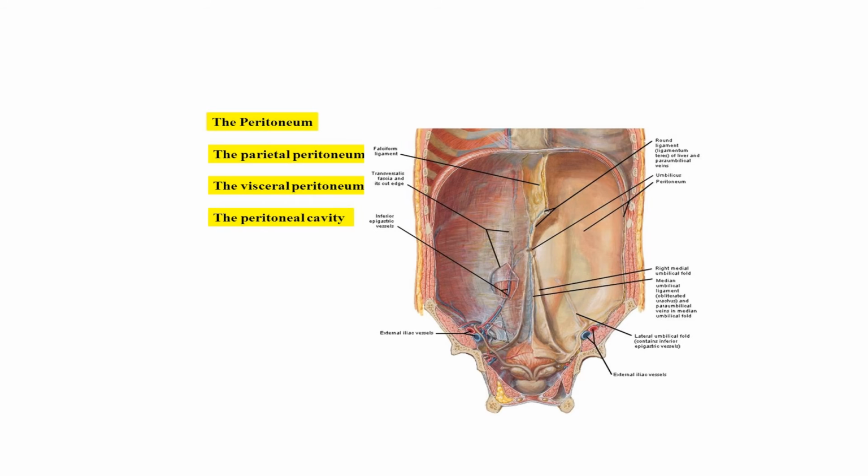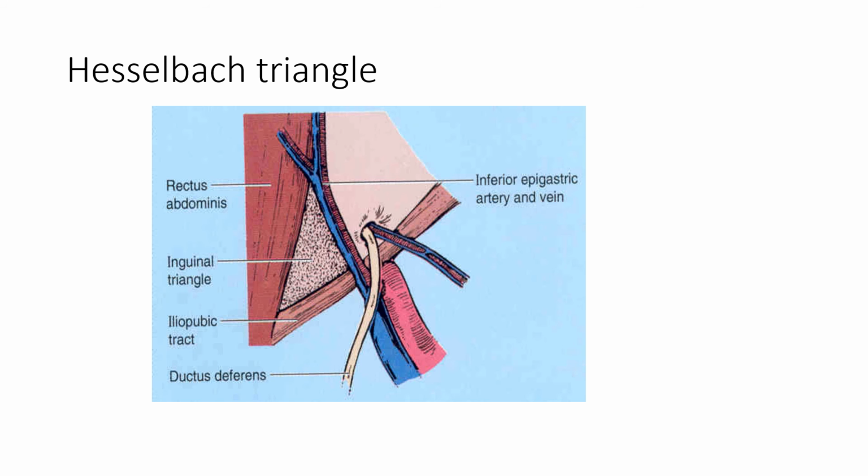And there are 3 fossae: supravesical, medial inguinal, and lateral inguinal fossae. Now, inguinal triangle or Hesselbach's triangle, that is a peritoneal triangle bounded laterally by the inferior epigastric artery, medially by the lateral border of rectus abdominis, and below by the inguinal ligament. And direct hernia enters the canal through this triangle.